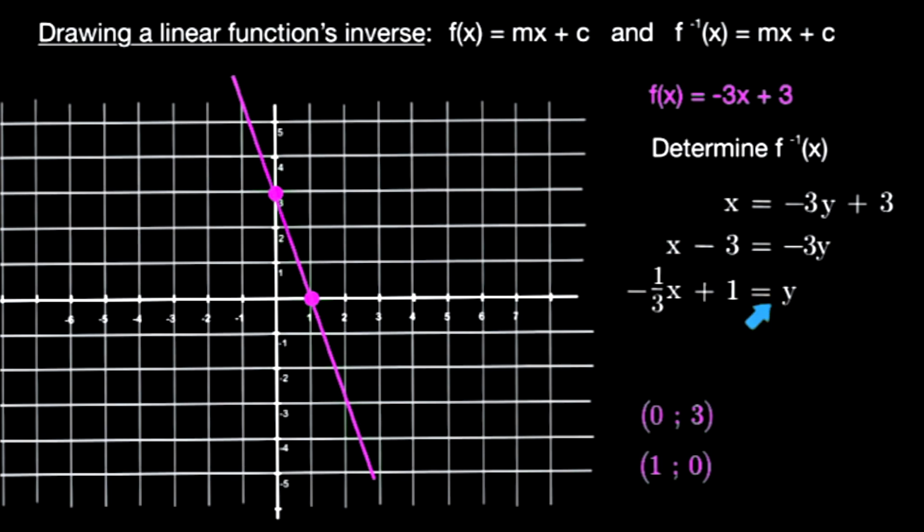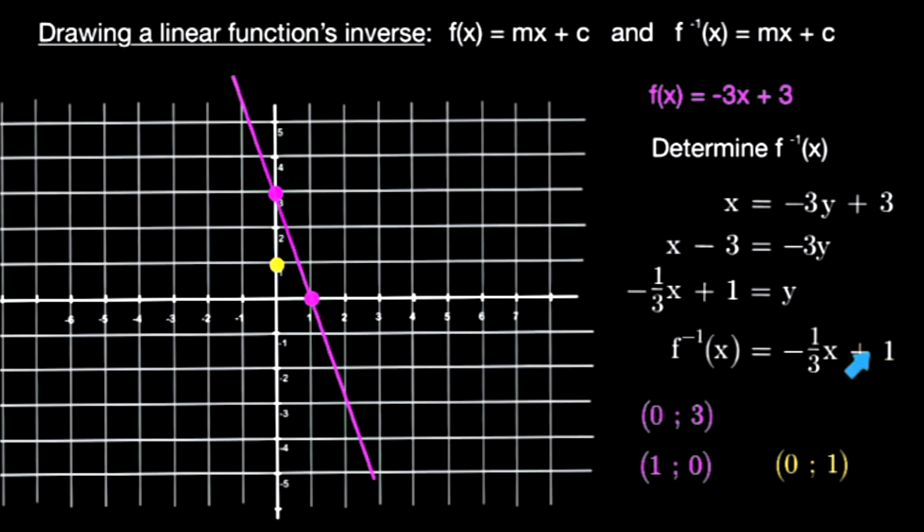Now let's write it nice and neatly, and instead of y we're going to write f to the power of negative 1 of x to show that it is the inverse, and that is now equal to -1/3 x + 1. That is our inverse's equation. Now we want to draw this inverse, and you know that for a linear line we want the y-intercept and the x-intercept. To get the y-intercept, we make x 0. So -1/3 times 0 is 0, plus 1 is 1. So we have our y-intercept as (0; 1), and let's plot that point right there.